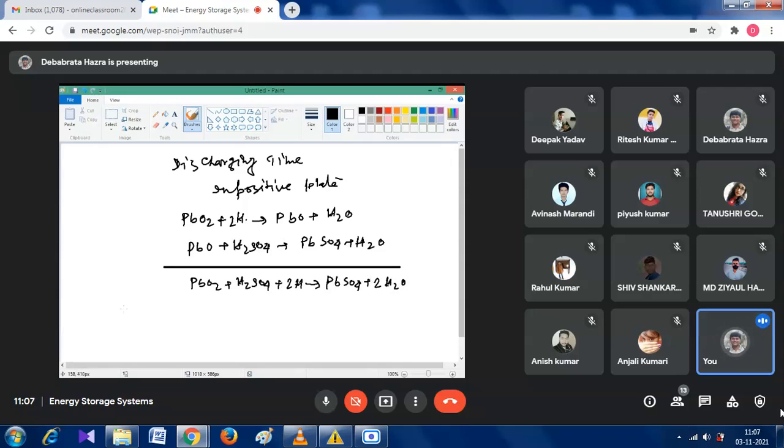This is the positive plate reaction. Alternatively, you can write PbO2 plus HSO4 minus plus electron is equal to PbSO4 plus 2H2O. You can write this equation also.